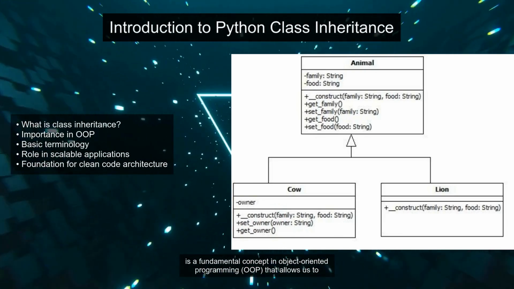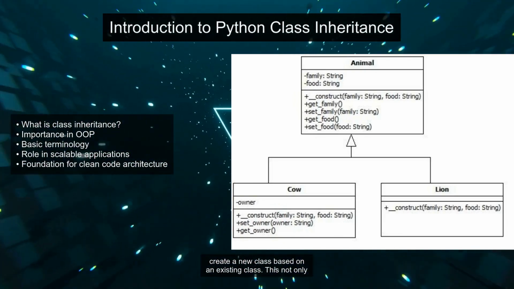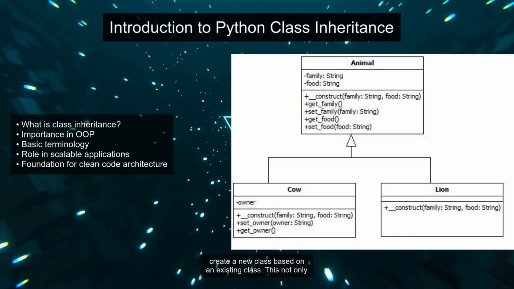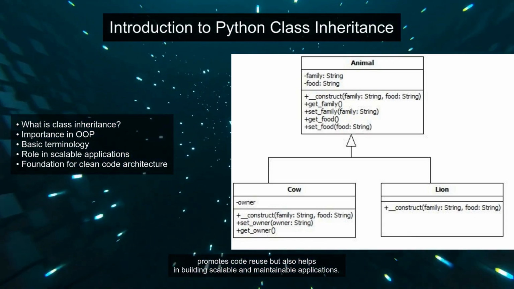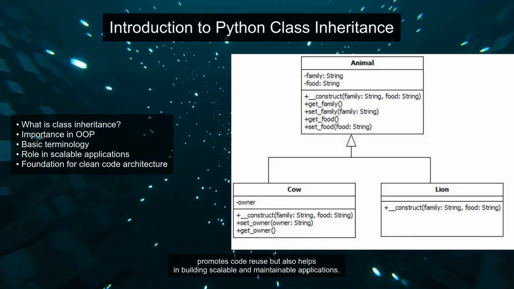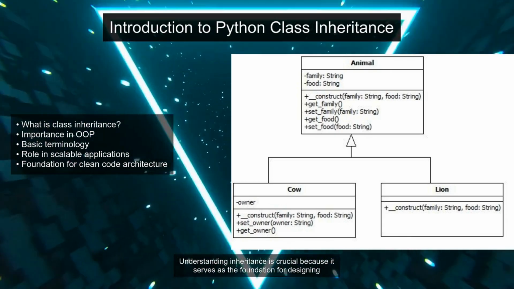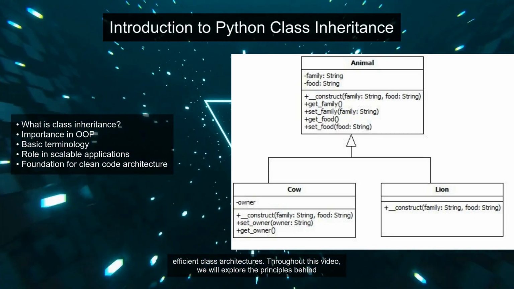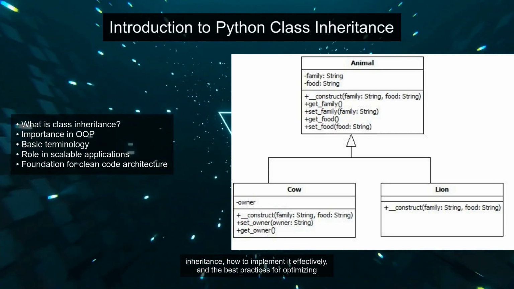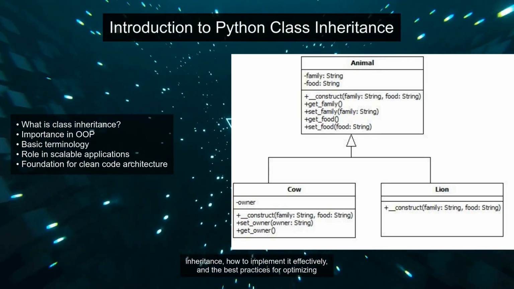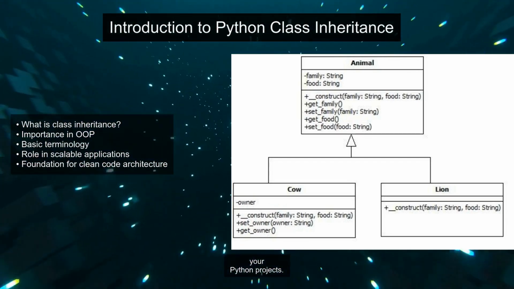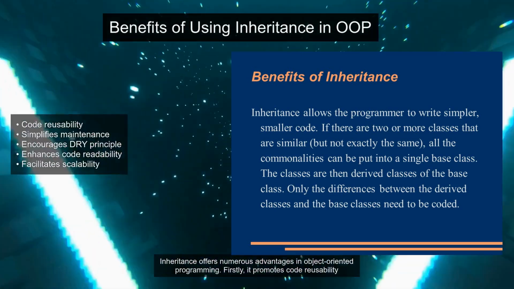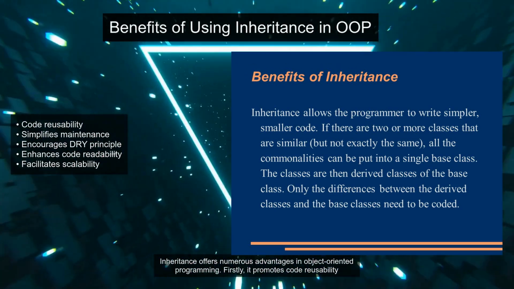Inheritance is a fundamental concept in object-oriented programming, OOP, that allows us to create a new class based on an existing class. This not only promotes code reuse but also helps in building scalable and maintainable applications. Understanding inheritance is crucial because it serves as the foundation for designing efficient class architectures. Throughout this video, we will explore the principles behind inheritance, how to implement it effectively, and the best practices for optimizing your Python projects.